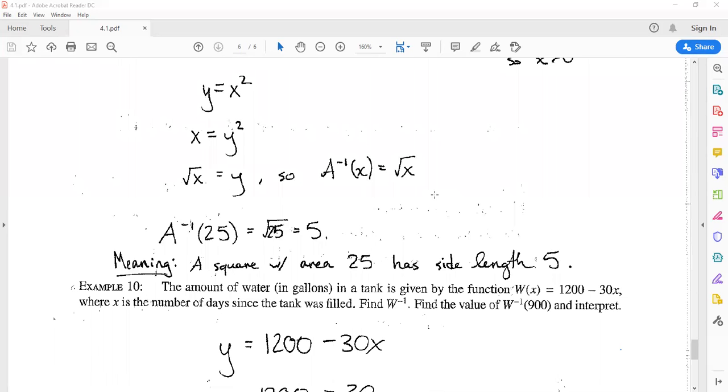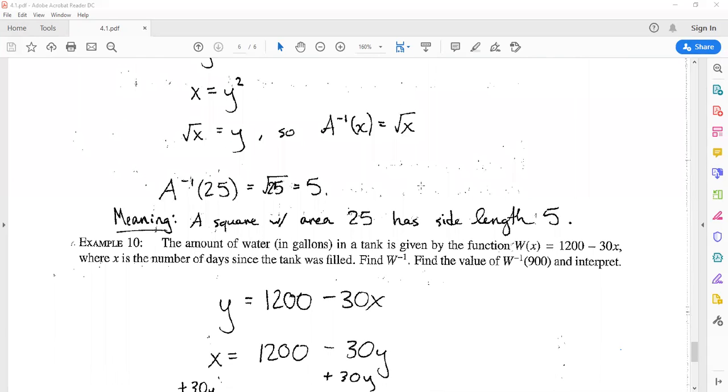Okay, so let's do one more. The amount of water in a tank is given by the function w of x equals 1200 minus 30x, where x is the number of days since the tank was filled. So we'll find the inverse function and interpret its value when we input 900 to it.